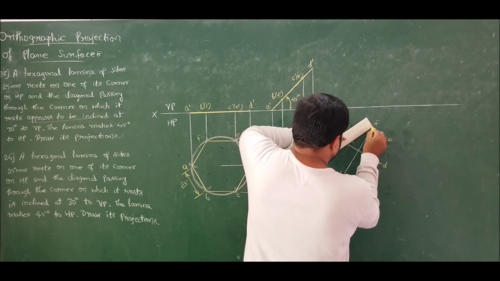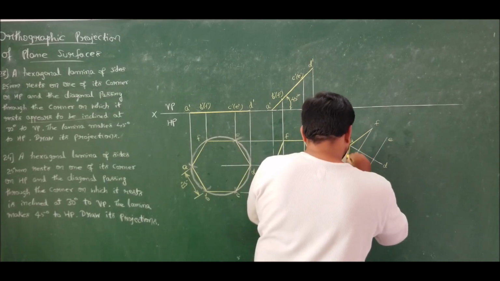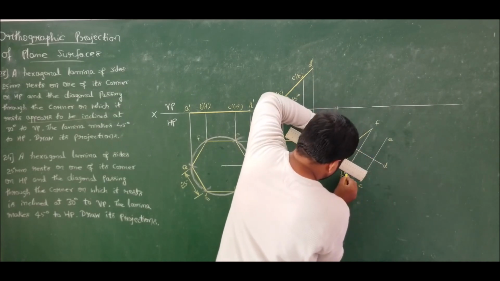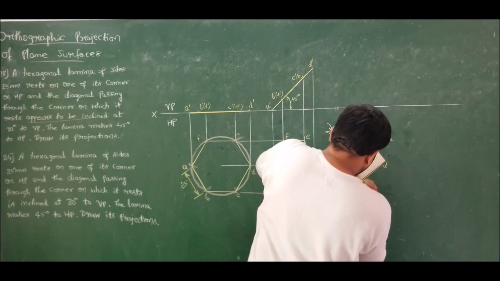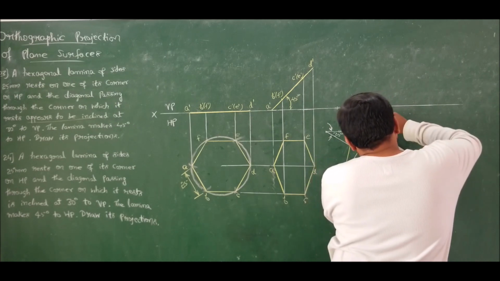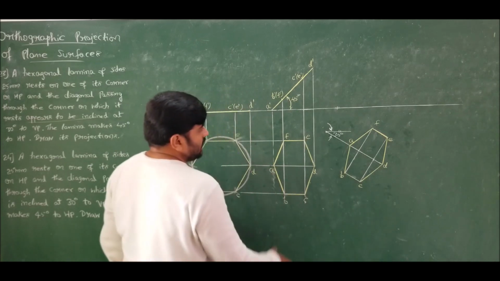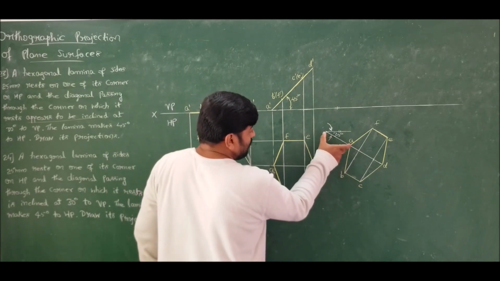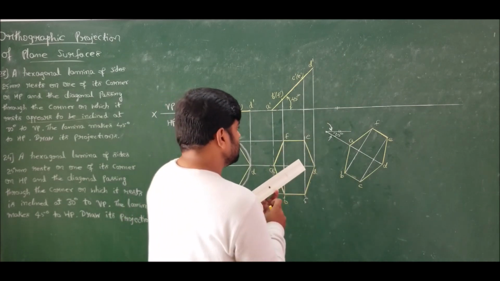Now joining which, I will get this final position top view, that is A to B, B to C, C to D, and then D to E, E to F. So the diagonal passing through the corner appears to be inclined at 30 degrees. Now take vertical and horizontal projection and complete the sketch.